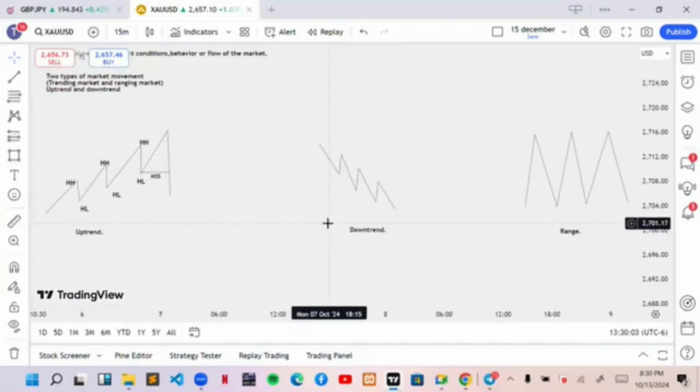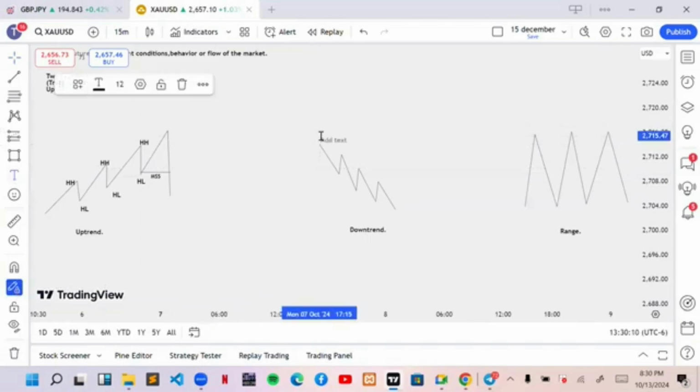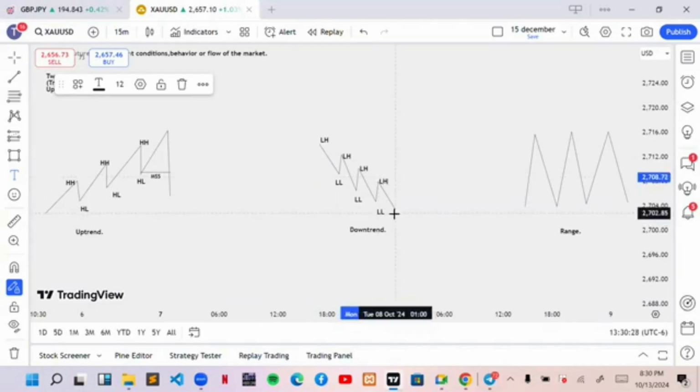Same thing as when the market's on a downtrend. You can see the downtrend is a series of lower highs and lower lows. So this is a lower high, and then this is a lower low. You now see a lower high, a lower low, a lower high, a lower low, a lower high, then a lower low here.